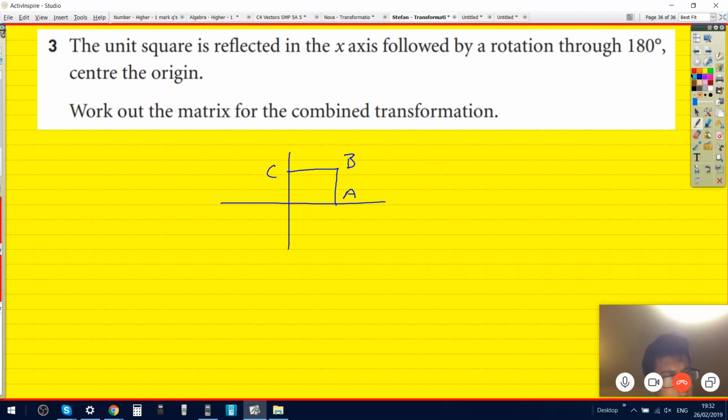So after your first transformation, what will you get? It's just in the bottom right quadrant, and the origin stays there, and then A is just directly under the A there, A dash. Yeah. And then I got B kind of below that, and then C to the left of that.